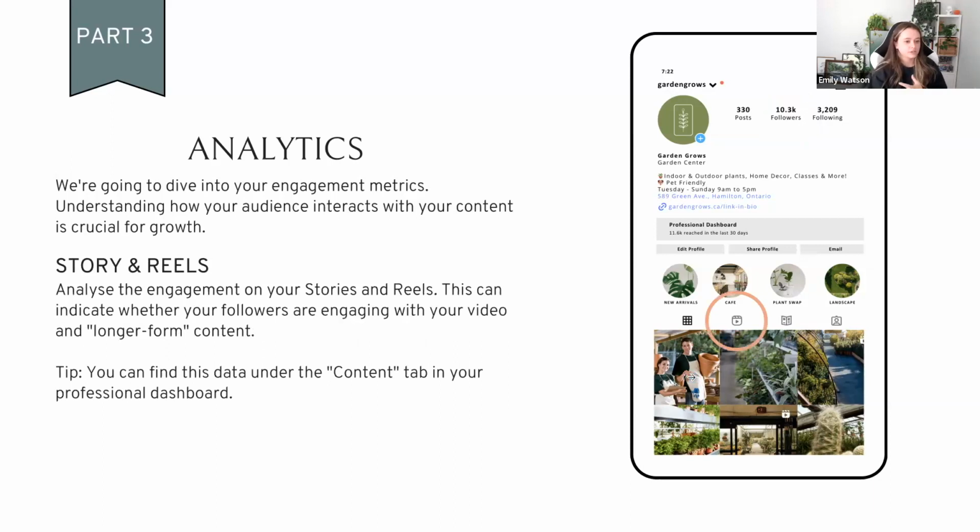So next, we want to take a look at your stories and your reels. Analyzing the engagement on your stories and reels can indicate whether your followers are engaging with your video and longer form content. And the reason I say longer form is because people can spend more time on those types of content versus graphics. Graphics and photos are easily skimmable. There's not much to take a look at, but you want to see how engaged people are with that actual video content. You can find this data under the content tab in your professional dashboard.